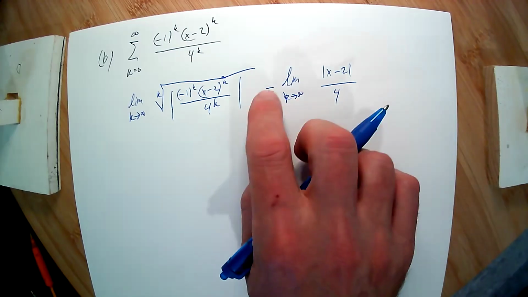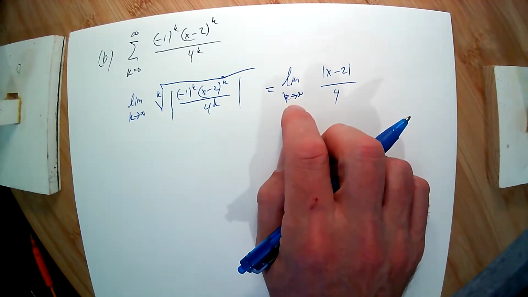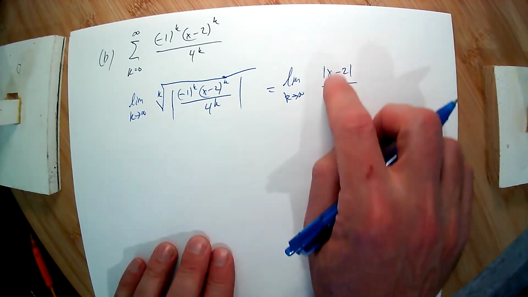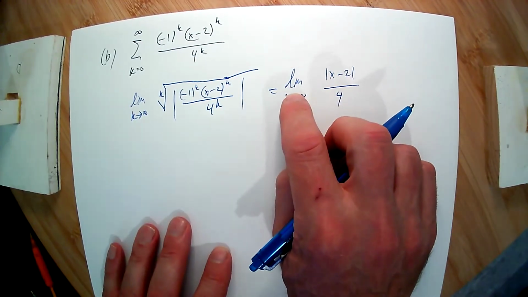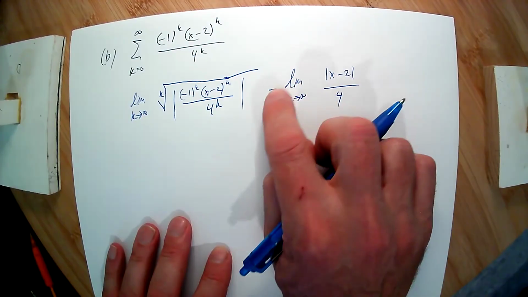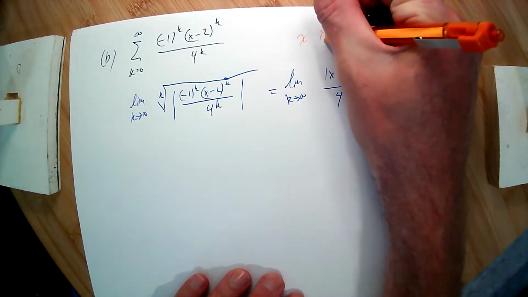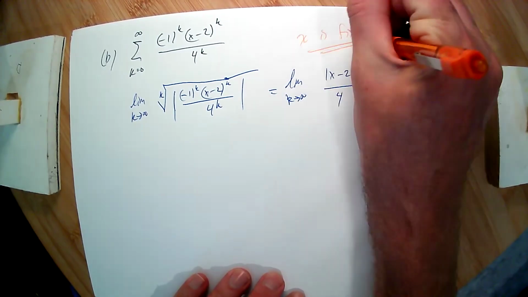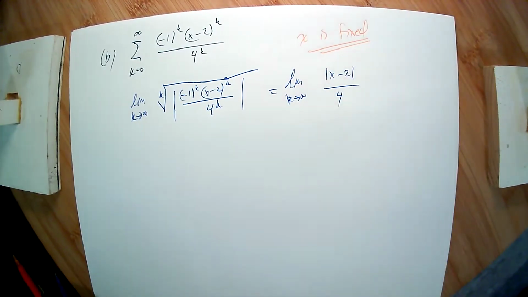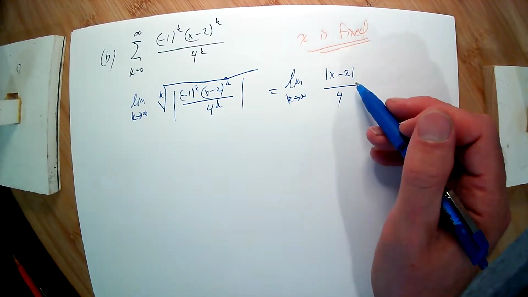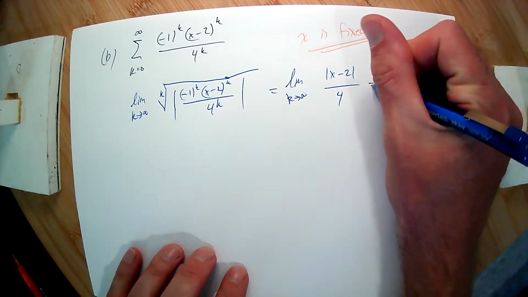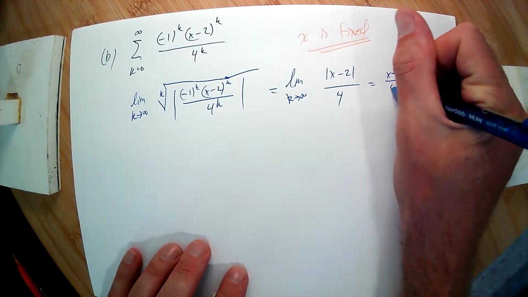So what does this tend towards as k goes to infinity? Well, it tends towards this value, right? Remember, x is fixed. k is the thing that's moving. So again, I have to think to myself, look, x is fixed, so k is the thing that's moving here. There's no k, so I'm just taking the limit of a constant, right? So |x - 2| over 4.